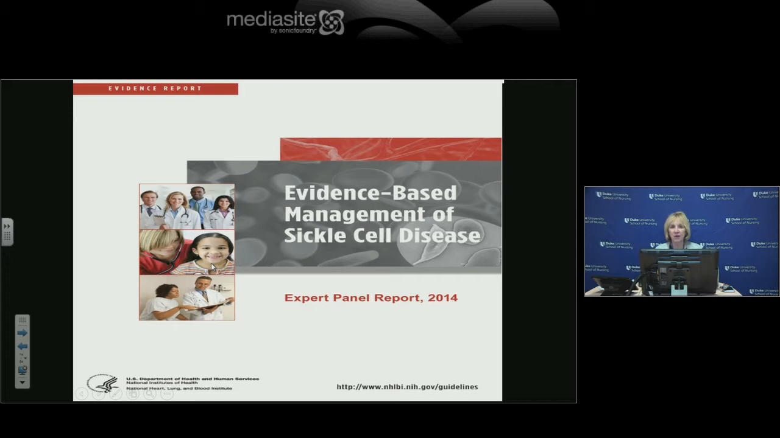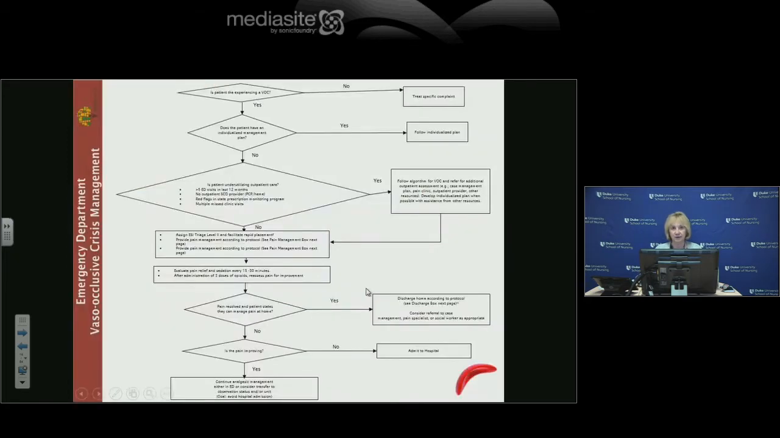So we're going to move now into the actual evidence-based guidelines. This is the cover of the National Heart, Lung, and Blood Report that contains all the guidelines on how to manage sickle cell. In this document is a chapter on acute complications, and within that chapter is a section on vaso-occlusive crisis as well as other complications. I understand that you can't see this on your screen right now, but we're going to dissect it in a couple other screens.